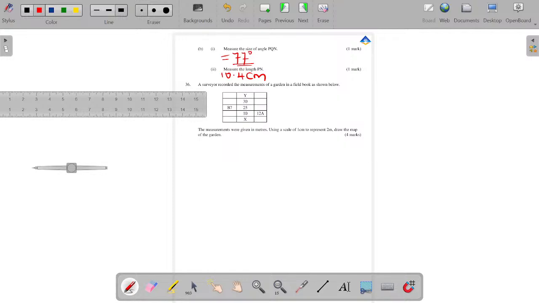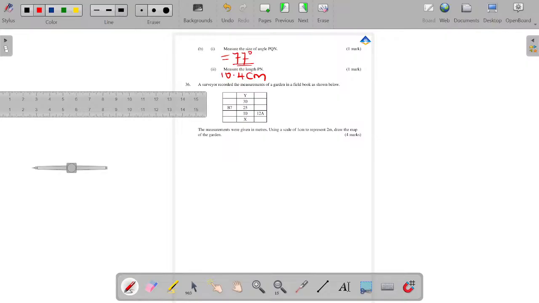Let's look at question number 36 or so. That is our own survey. Question 36 came on survey. The measurements were given in meters using a scale of 1 centimeter to represent 2 meters. Draw the map of the garden.